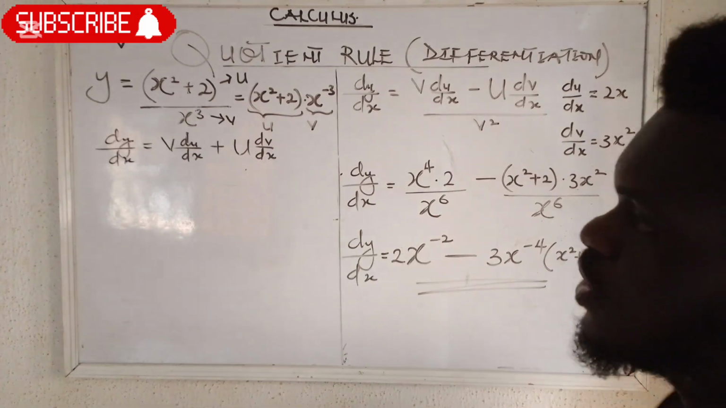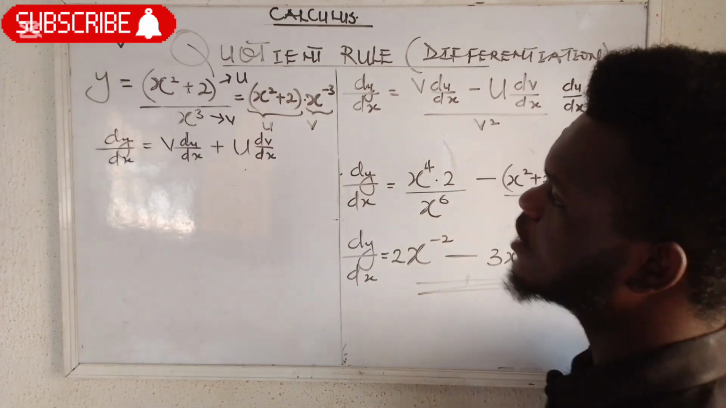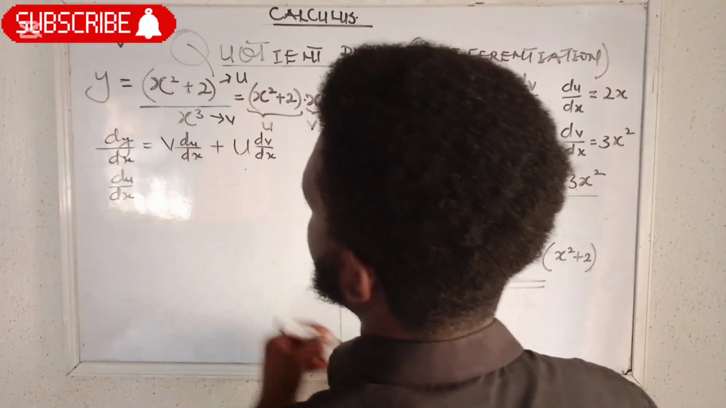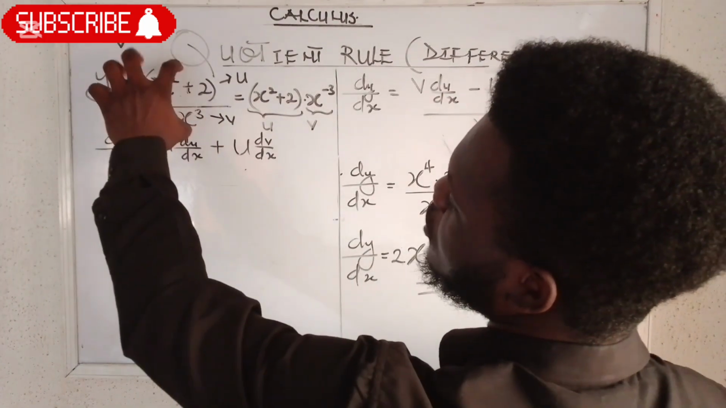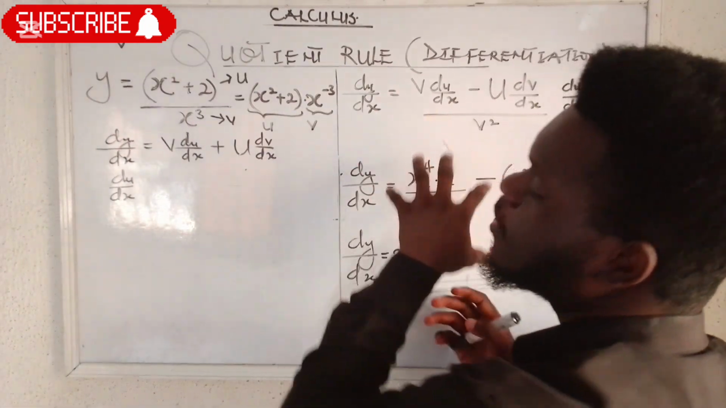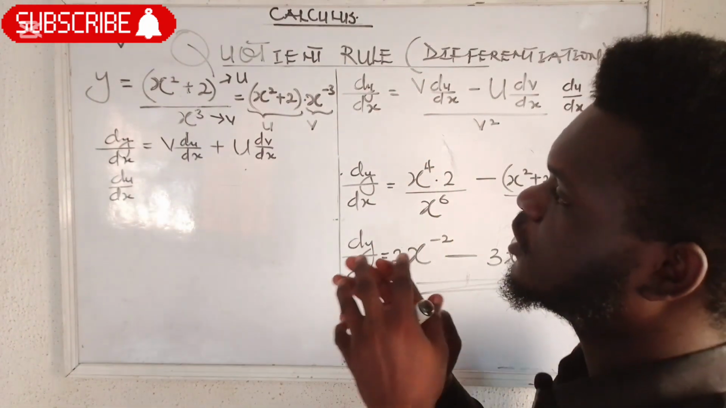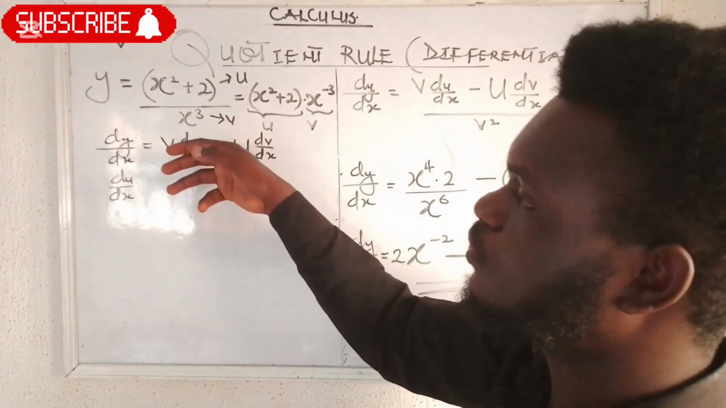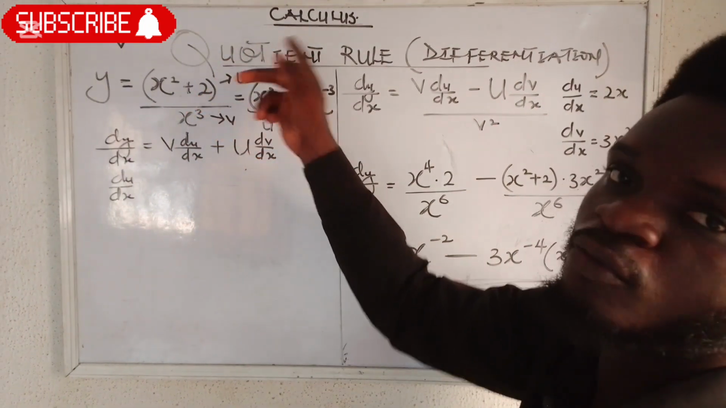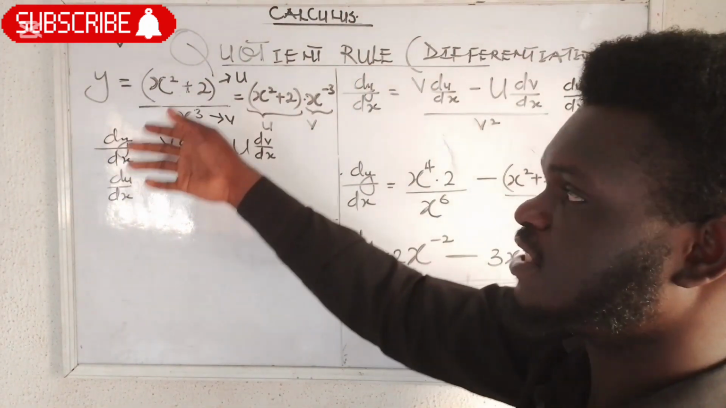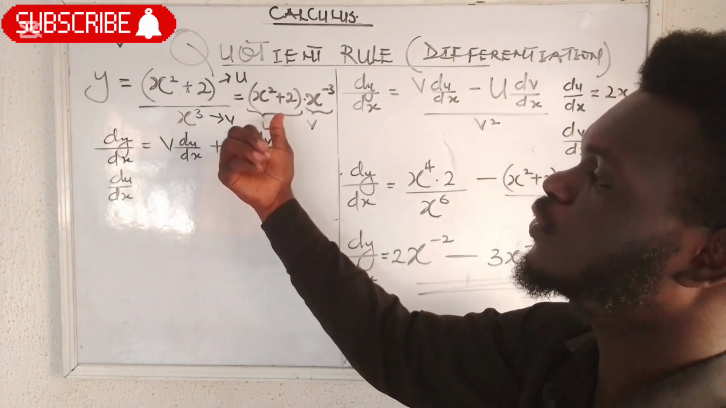Now what about the product rule? Let's assume we are using the product rule. Mind you, for the product rule, if you want to use it, you cannot allow it to look like this, because the only differentiation formula that can provide a solution to fractional problems like this is the quotient rule. The quotient rule is the only rule that can provide solutions to fractional problems in calculus, except you want to make it look like this.